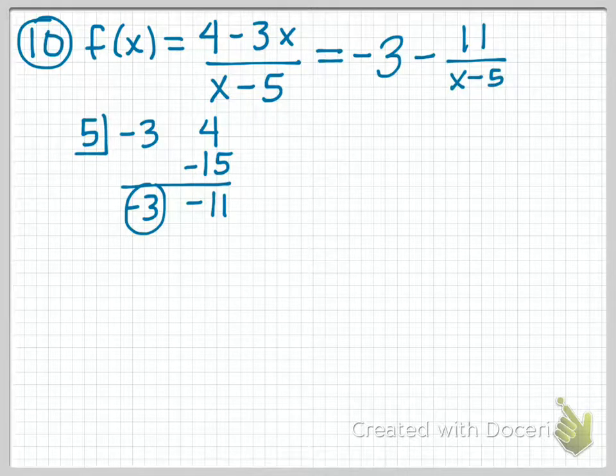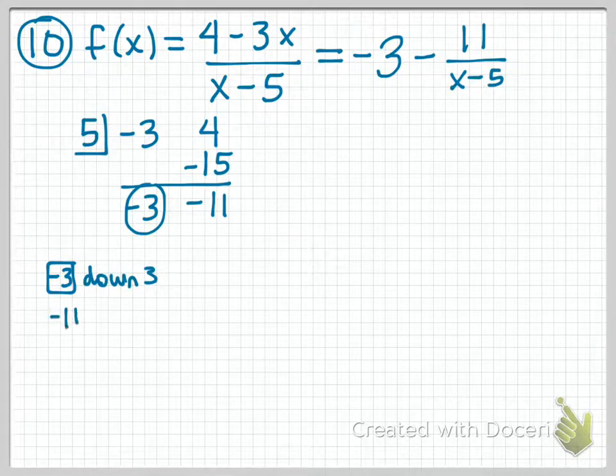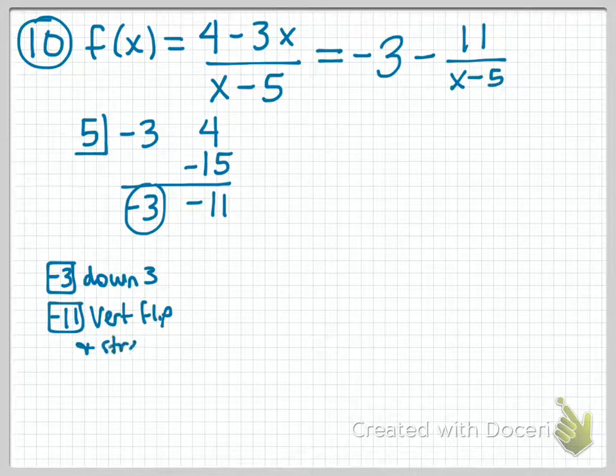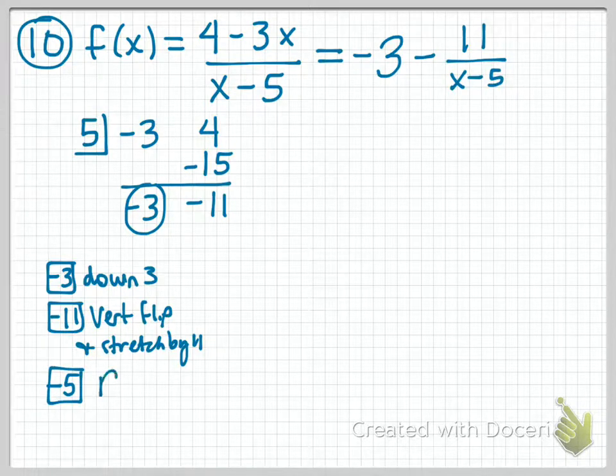So let's list our transformations down here in the corner out of the way. Because of the -3, we know we're going to go down 3 from the parent. And the -11 is a vertical flip and stretch by 11. And then the -5 inside, because it's inside, is backwards. It's going to take us right 5.